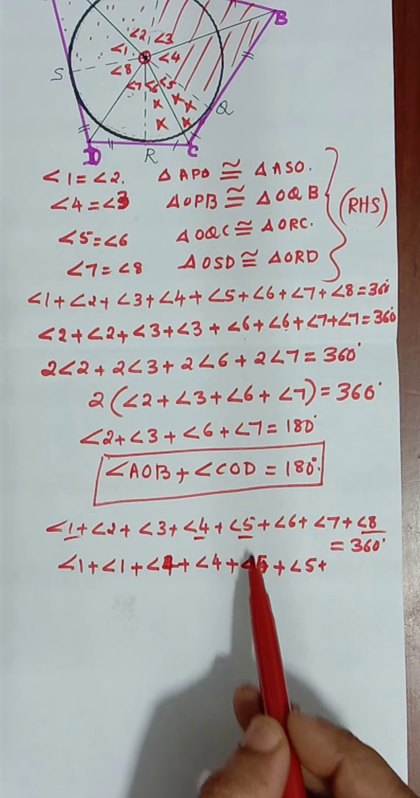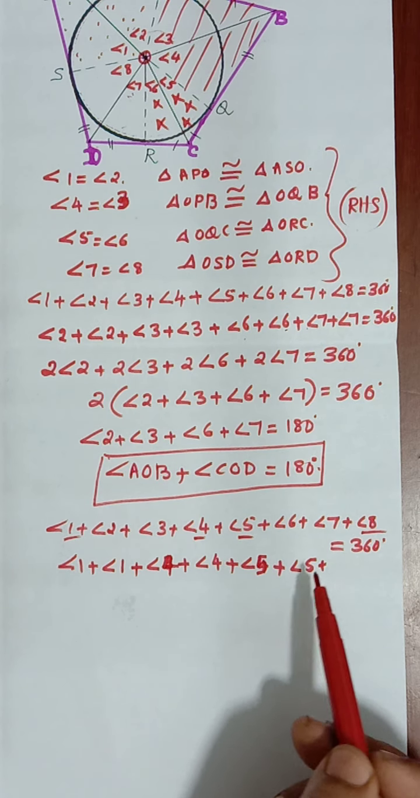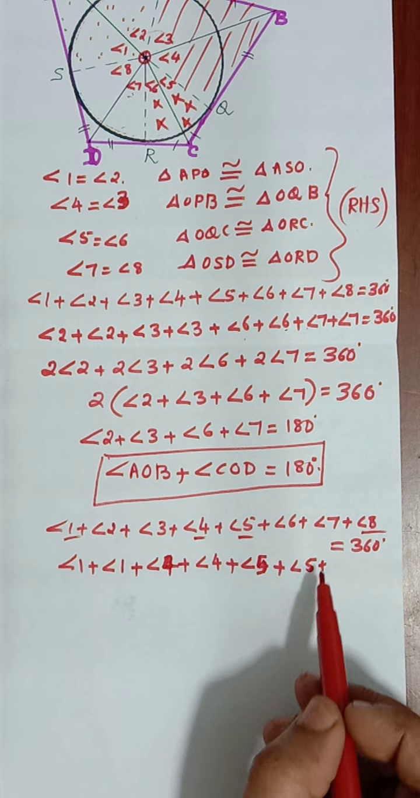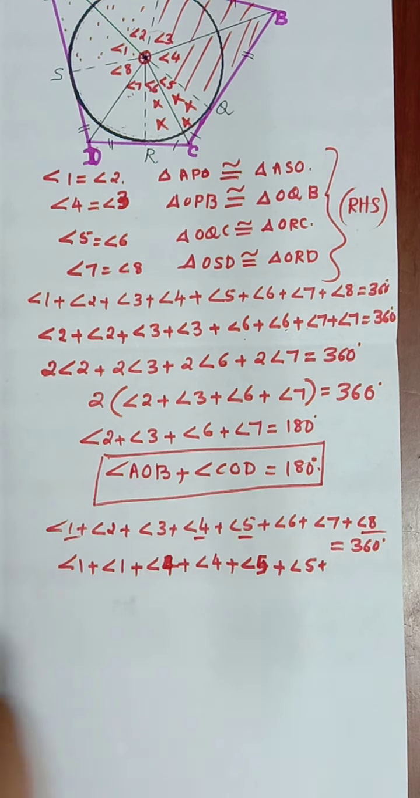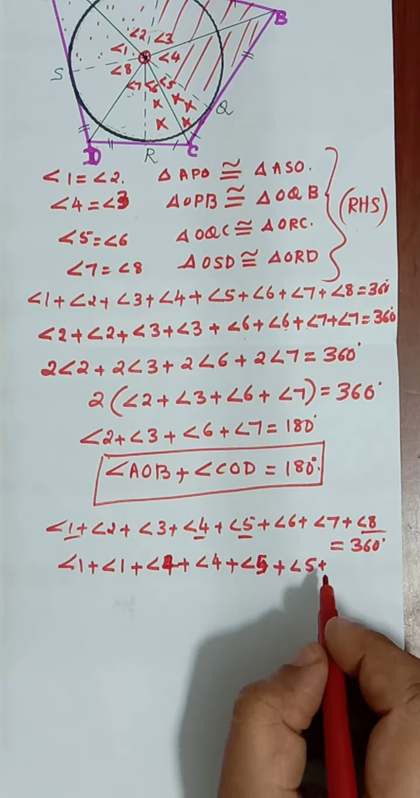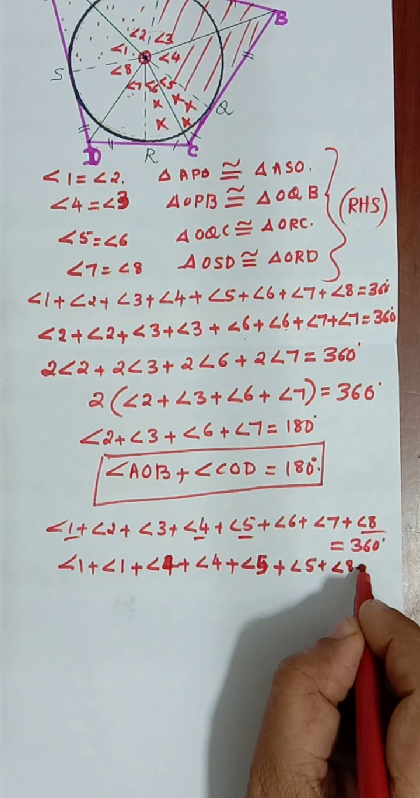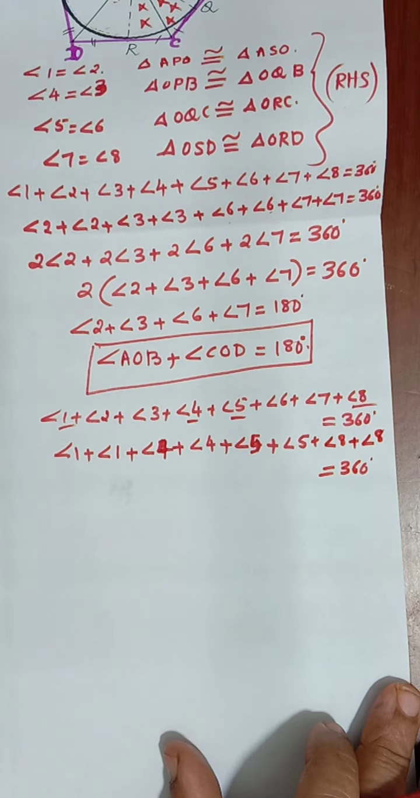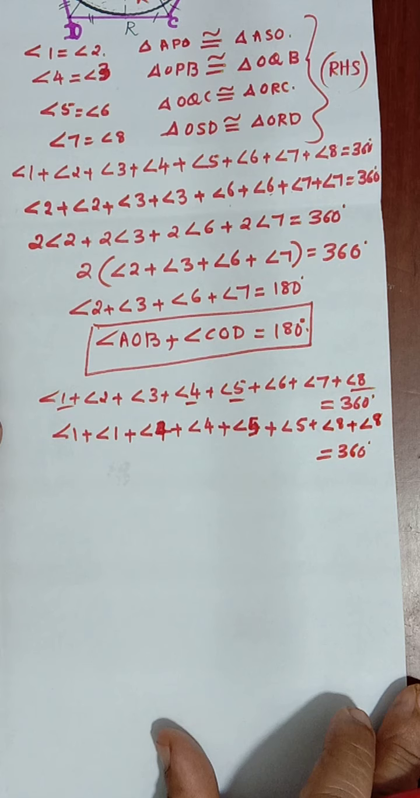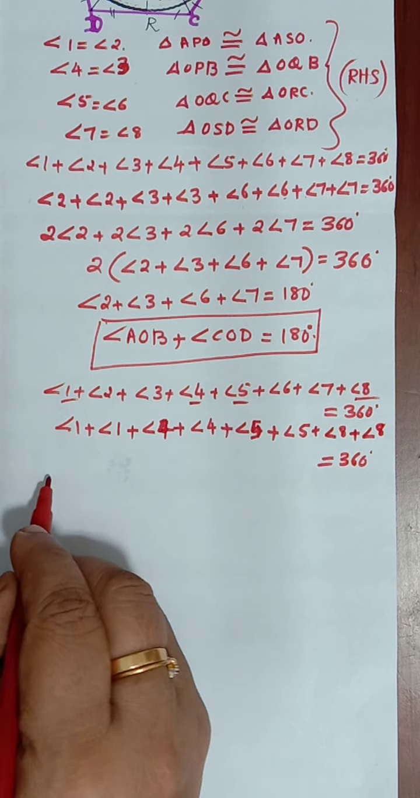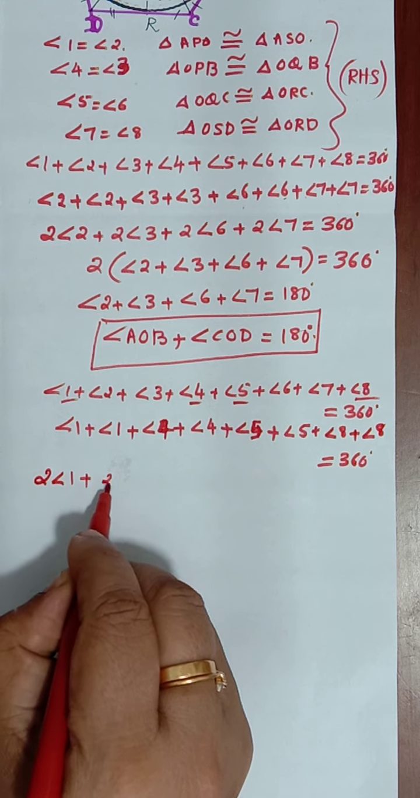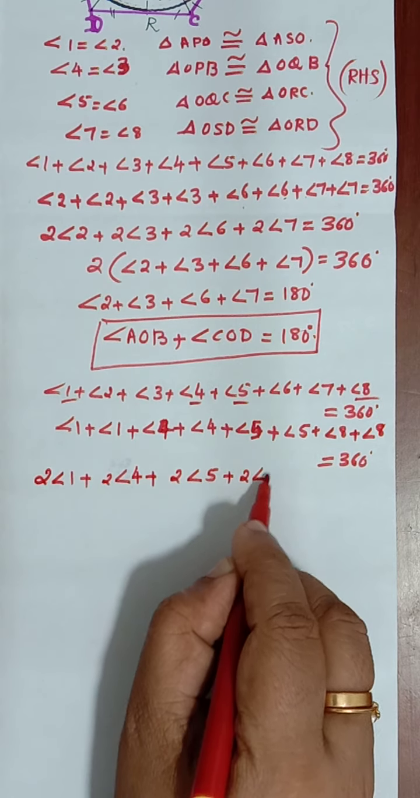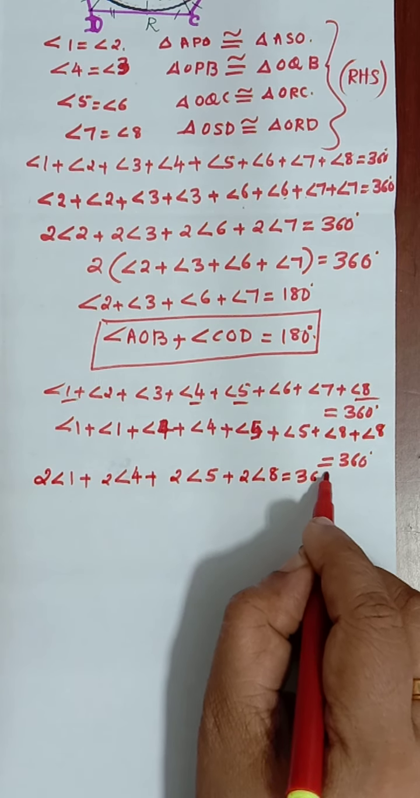Now 5 we need. 6 we have to change as 5. Look, isn't 6 equal to 5? So that I change. Then 7 plus 8. 7 we don't want, we have to change as 8. Isn't 7 equal to 8? So instead of 7 it is 8 plus angle 8 equals 360 degrees. So how many times does it come? We have to add all this. Let us add it. We get 2 times angle 1 plus 2 times angle 4 plus 2 times 5 plus 2 times angle 8 is equal to 360 degrees.